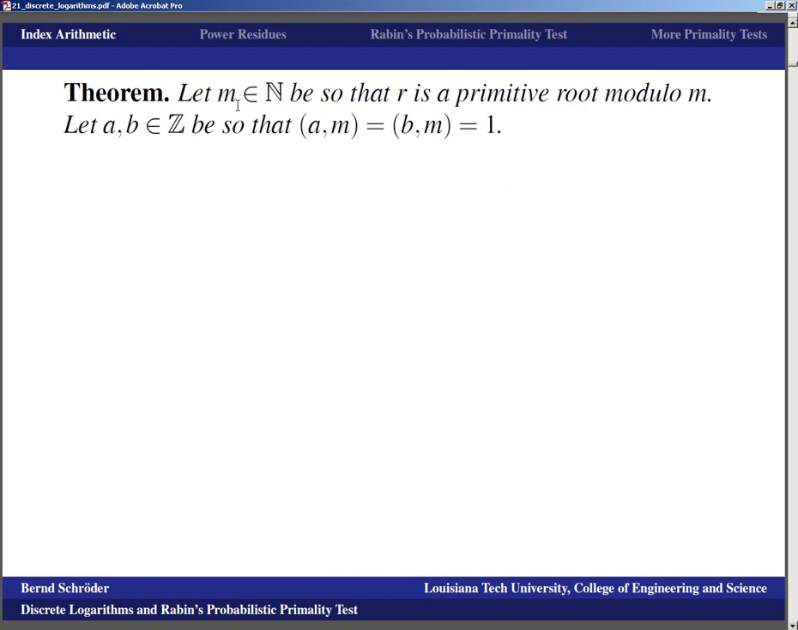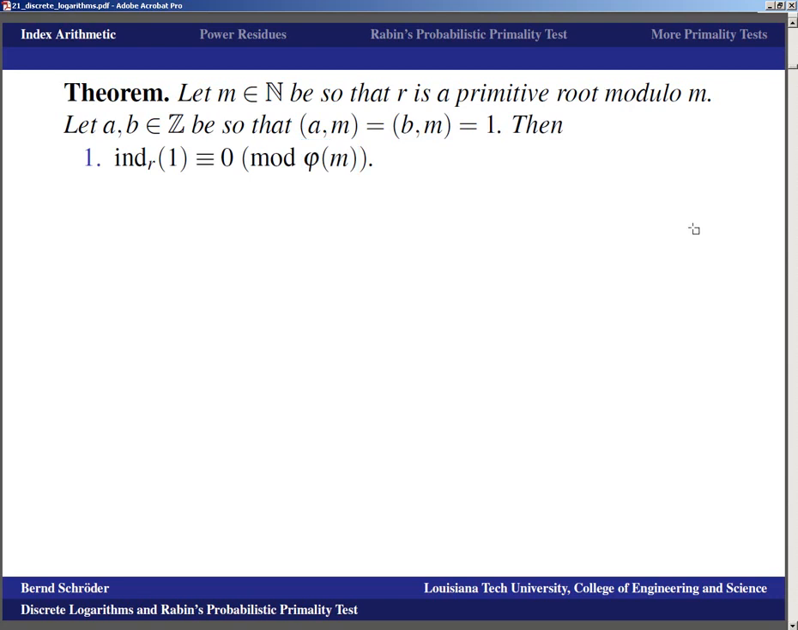If we have a natural number m so that r is a primitive root modulo m, that basically just helps us sidestep the more cumbersome result that tells us when there is a primitive root. We just say m is one of those numbers. And we take a and b to be integers, so that the greatest common divisor of a and m and the greatest common divisor of b and m is 1. Well, then the index of 1 with respect to base r is equivalent to 0 modulo phi of m, not modulo m, modulo phi.